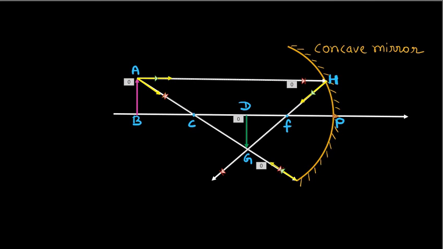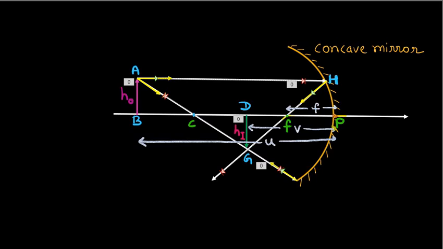For the derivation, consider the position of the object beyond C. If the object is beyond C, then the image of the object forms between C and F. We will derive using this case or this condition of image formation.